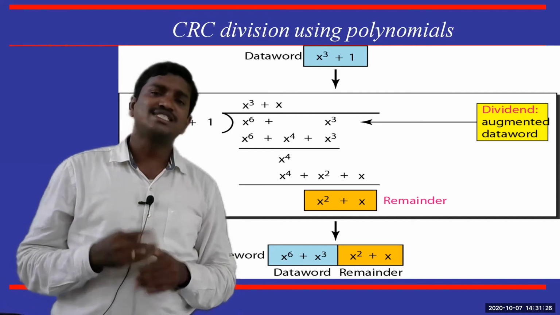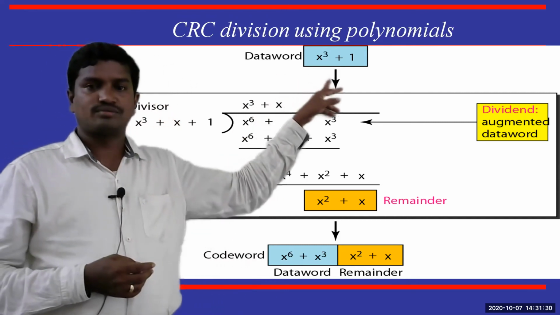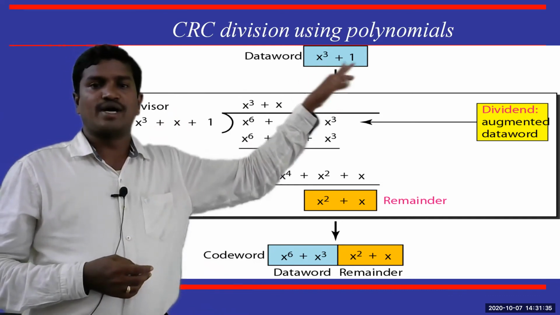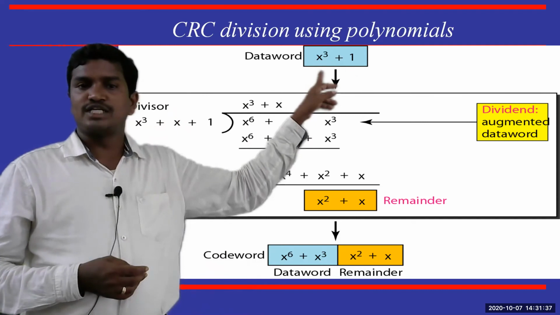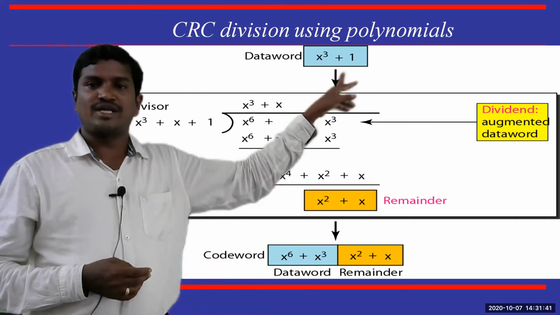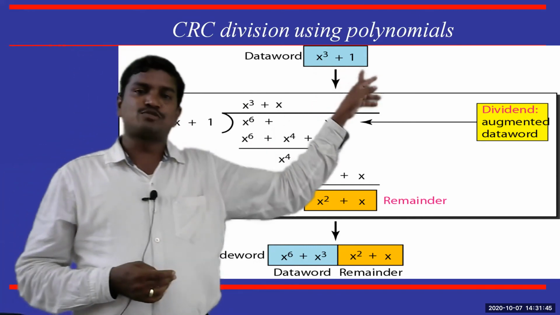Similarly, when you take this one, your data word. Now the data word is 1 0 0 1. 1 means the third bit is 1. Second and first bits are 0. That's not considered here. x square is not there, x is not there, so both are placed with zeros. And 1 means x power 0.